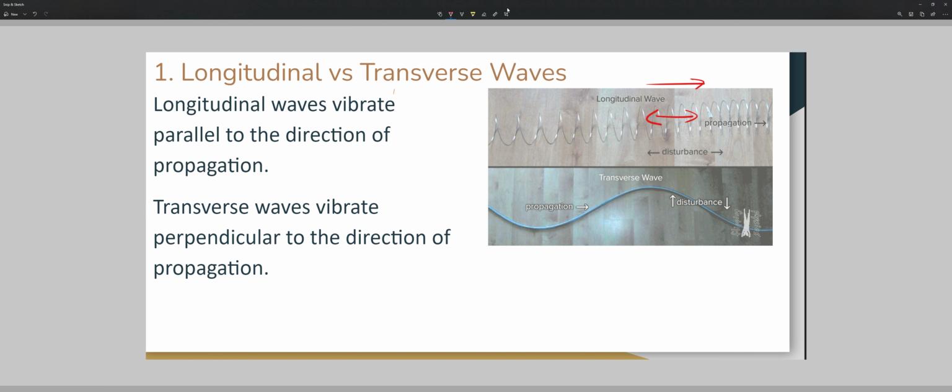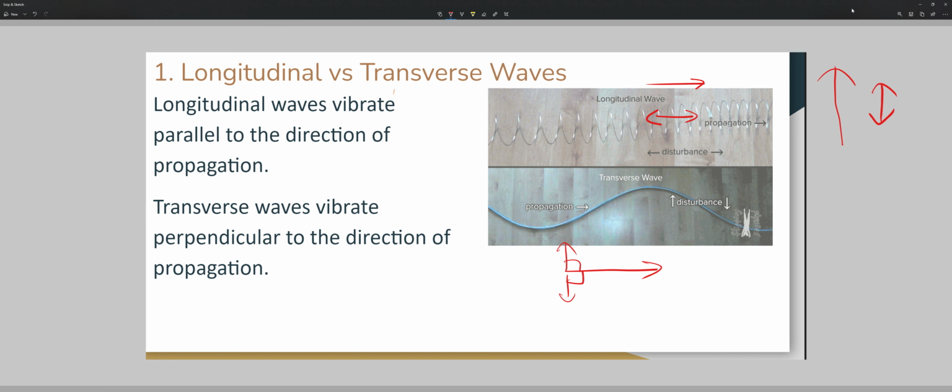Now, on the other hand, if my wave was moving up, if my wave was moving upward, then my waves are going to vibrate parallel. So it's going to vibrate up and down. It's parallel to the direction. On the other hand, transverse waves vibrate perpendicular. So what that means is, as the wave is moving to the right, the wave is going to vibrate perpendicular, so it's going to vibrate up and down as your wave is propagating to the right.